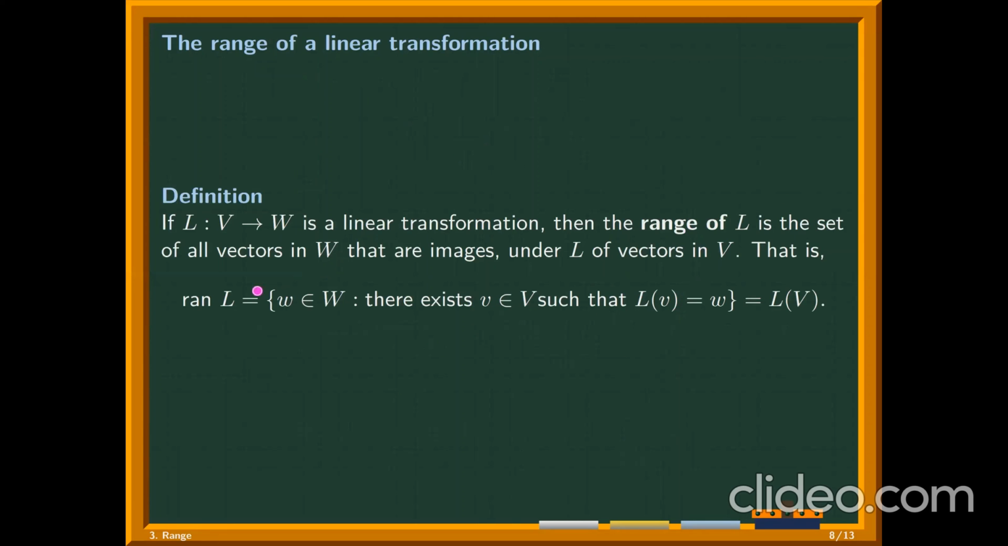The range of a linear transformation is defined in the usual sense, no? For functions, it's the set of all vectors in the codomain that are images under L of vectors in V. So it's the set of all vectors in W such that L of V equals W for some vector V in the domain. The range is usually denoted by ran L or L of V. So this is nothing new. We already know this notion of range for functions, so we are using the same definition for the range of a linear transformation.